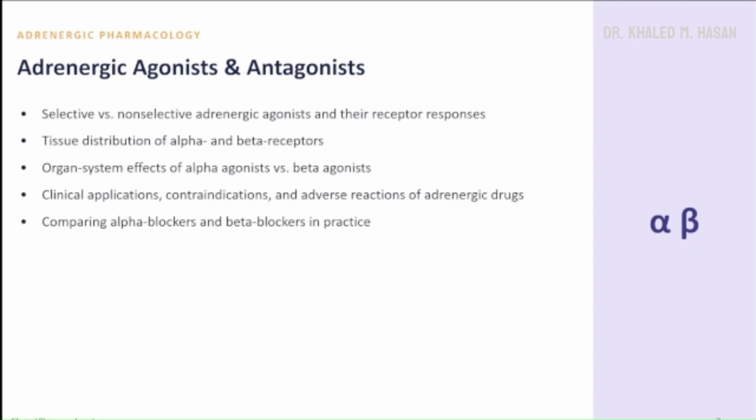Moving to the adrenergic system, we are going to speak about selective medication, non-selective medication, tissue distribution of these receptors, alpha and beta receptor. Organ system effect also is very important. Clinical use and application, contraindication, adverse drug reaction.